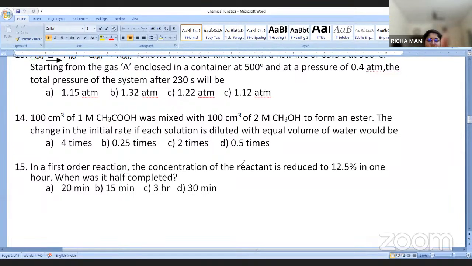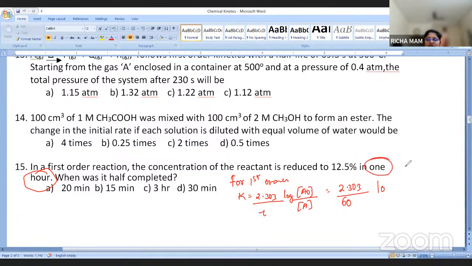Okay, so how are we going to solve this? This is for a first order reaction. So K will be equal to 2.303 by T, log of concentration of A naught by concentration of A. So substitute 2.303. The concentration of the reactant is reduced to 12.5% in 1 hour. 1 hour means nothing but 60 minutes. So time is given, 60.